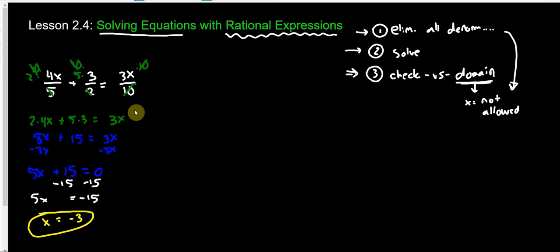Now, let's look at another example where x's are in the denominator, and so I will have to worry about what is allowed in the domain. So let's go with one like this: 3 over x minus x plus 21 over 3x equals 5 over 3.